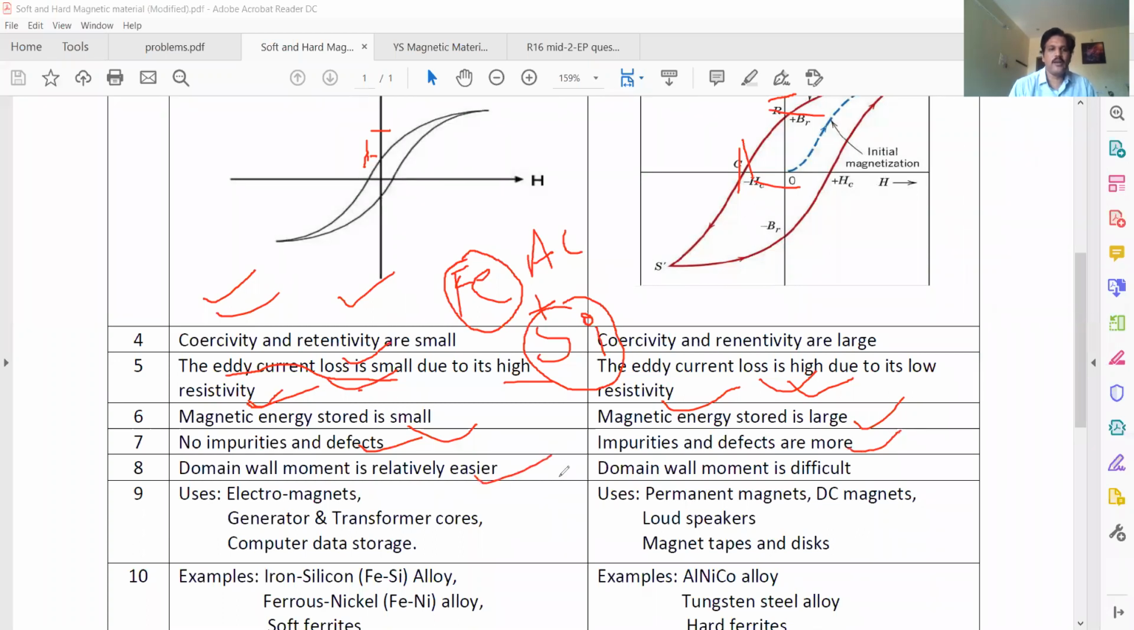In soft materials, domain wall movement is relatively easier. Domain wall movement is difficult here in hard materials.